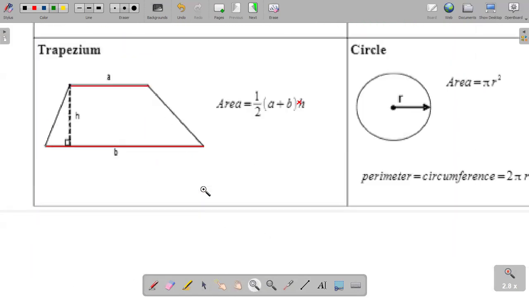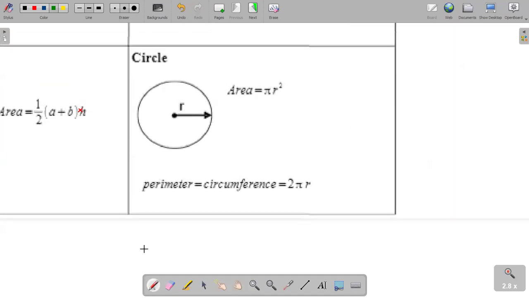Then here we have our trapezium, which we spoke about before. It is half (A plus B) times height. And what is A plus B? A and B are the parallel sides. So you add the parallel sides, you half it, and then you multiply it by the perpendicular height or the distance between the 2. Then we have the circle, which is easy.